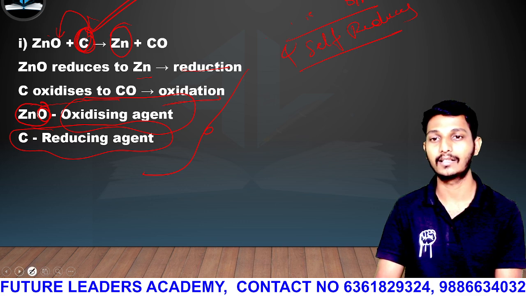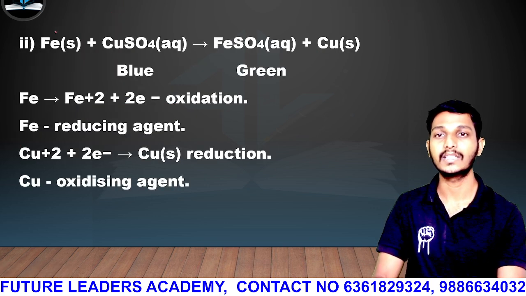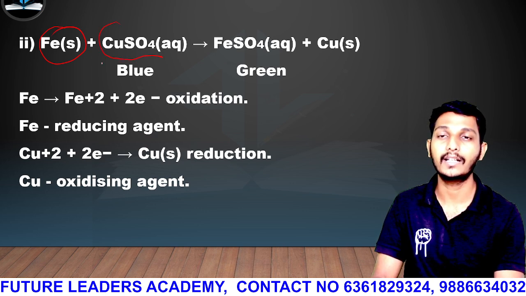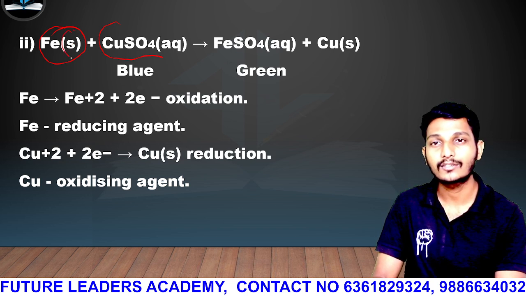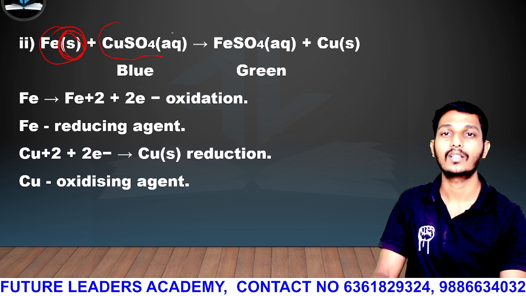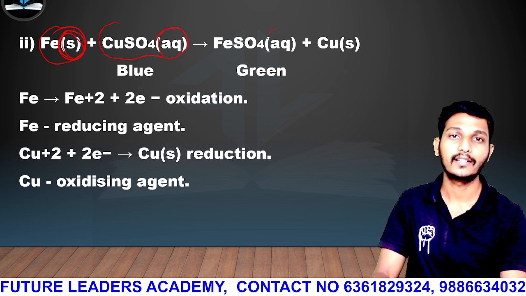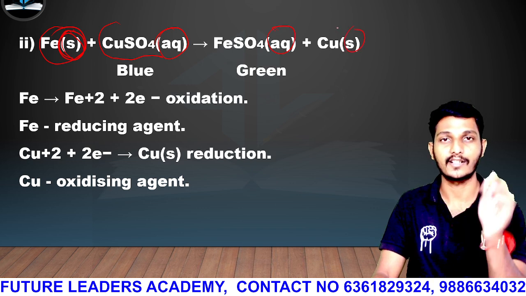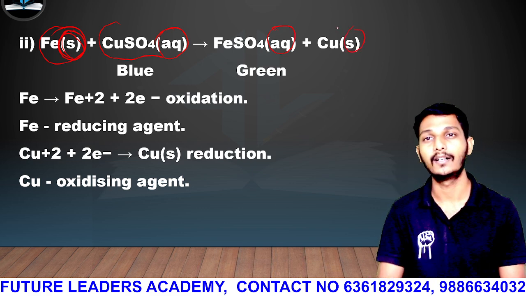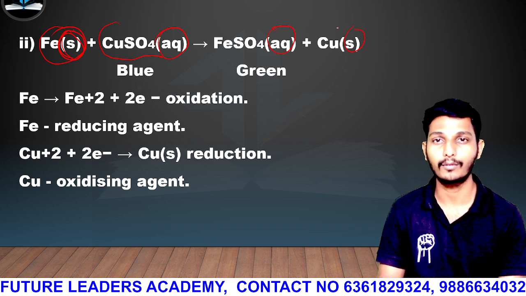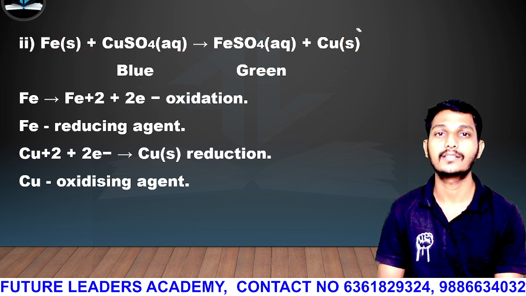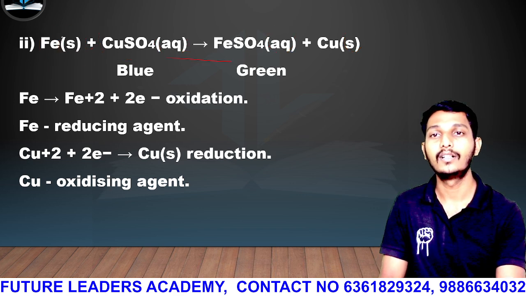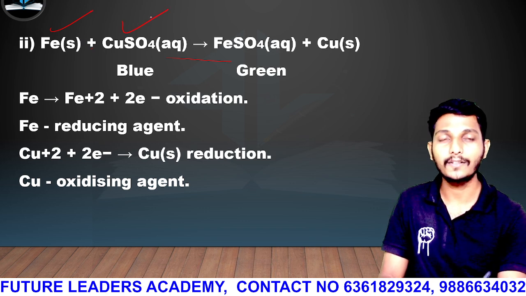Next, another example I'll give you to understand. Iron is reacting with copper sulfate. It's solid in state, and this is aqueous state, and this is also aqueous, and this is a solid. Okay, that is Fe, so bracket is that. Don't forget. Don't make a mistake like me. Now guys, just look at the reaction. Iron is reacting with the copper sulfate.